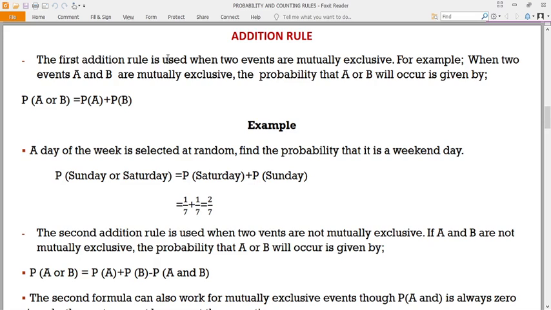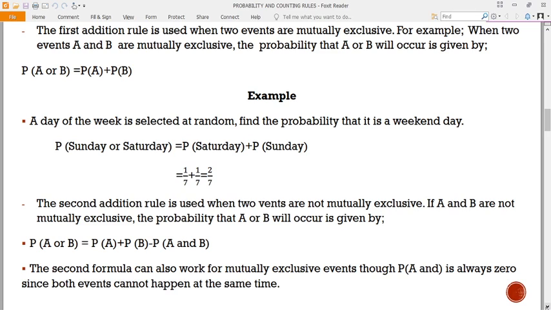So therefore, if I'm interested in the probability of getting either a Thursday or a Friday, the probability will be the probability of getting a Thursday plus the probability of getting a Friday. So the probability of A or B will be the probability of A plus the probability of B. Then an example: if a day of the week is selected at random, find the probability that it is a weekend day. We all know that we have 2 weekend days in a week, that is, Saturday and Sunday.